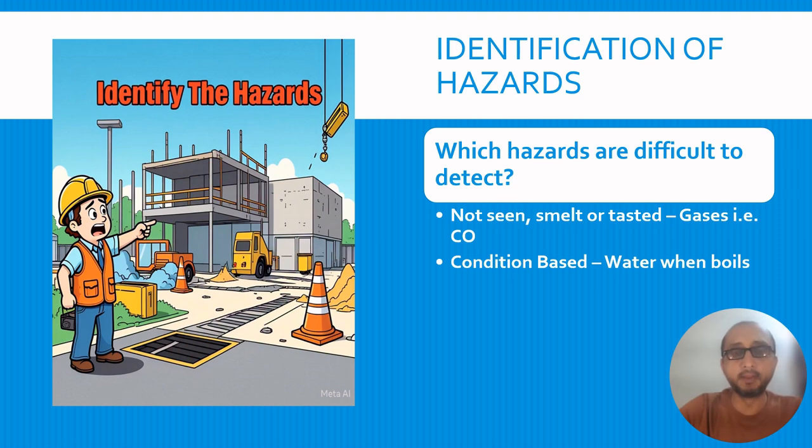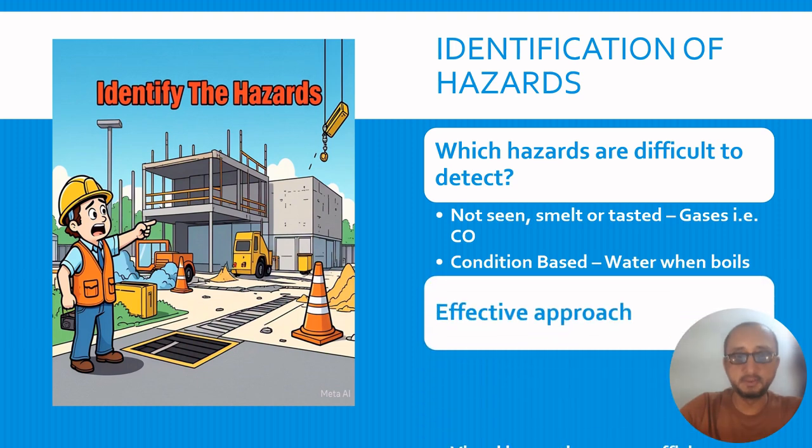Then there are other hazards which are condition based or emerge from changing conditions or circumstances, like water boils at 100 degrees centigrade, or hazardous chemicals which are reactive. So if they combine, they can be very dangerous for us. They can cause fires, explosions, or release of toxic or dangerous substances, gases, etc. So those hazards are difficult to detect.